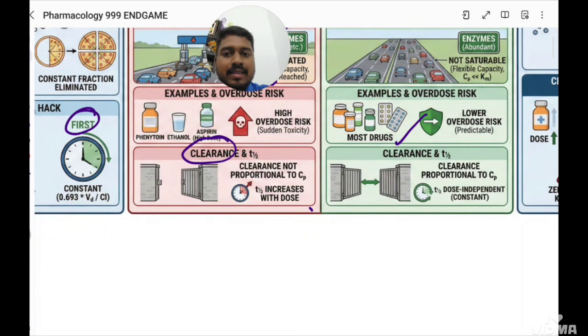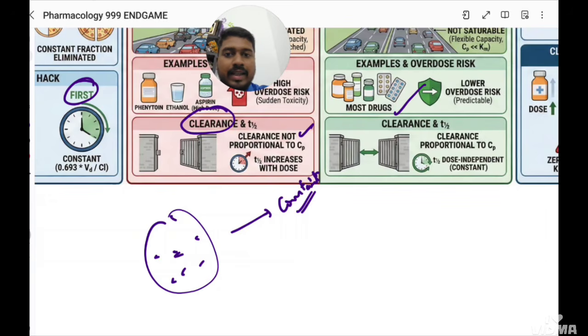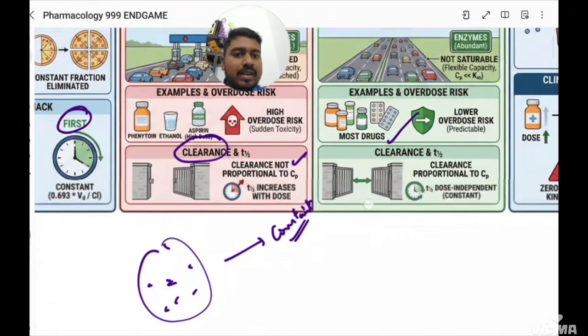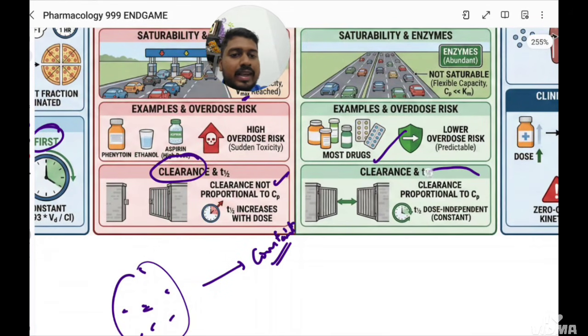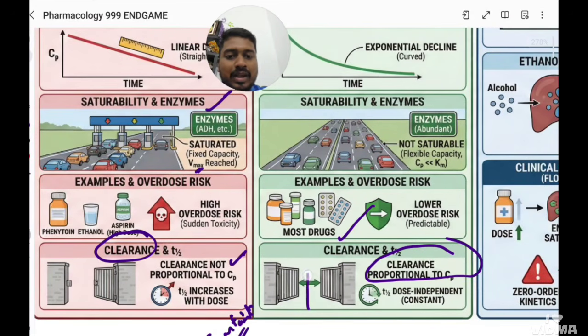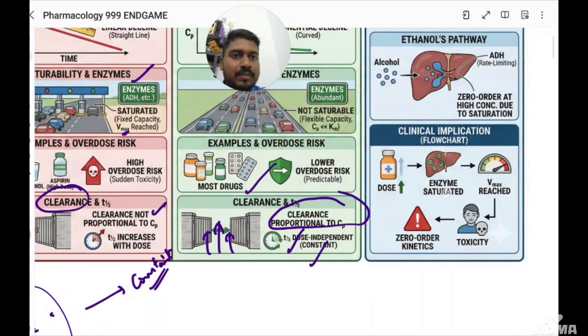Now what about clearance? In zero order kinetics, clearance is not proportional to plasma concentration, which means however much drug is there, the rate at which it is eliminated is always constant. Okay, the rate is always constant. Now in first order kinetics, it is proportional to Cp, which means if there is more traffic, more will go through this gate. So there is no limit to that. That's why the half-life remains constant in this.